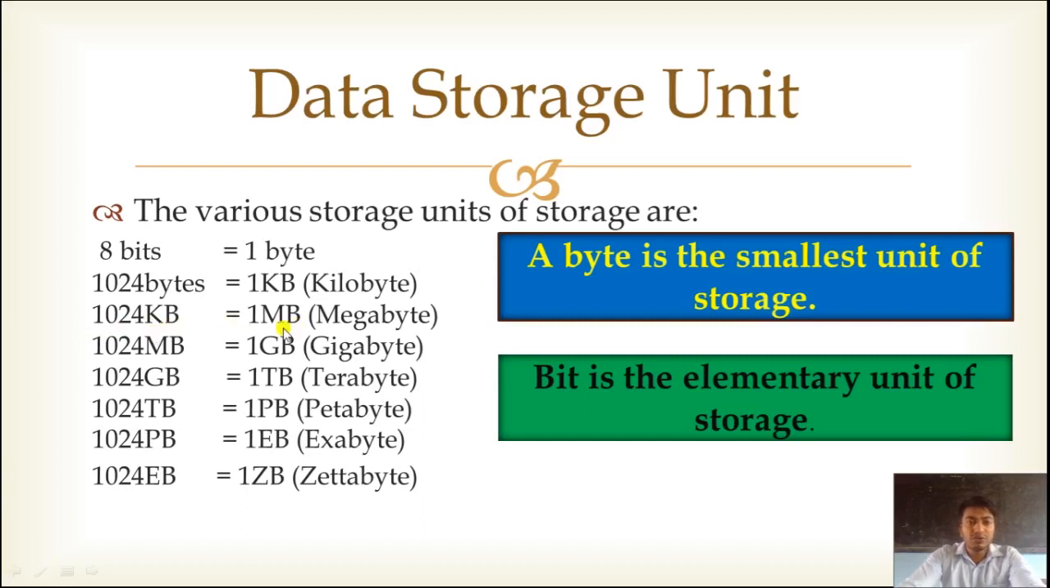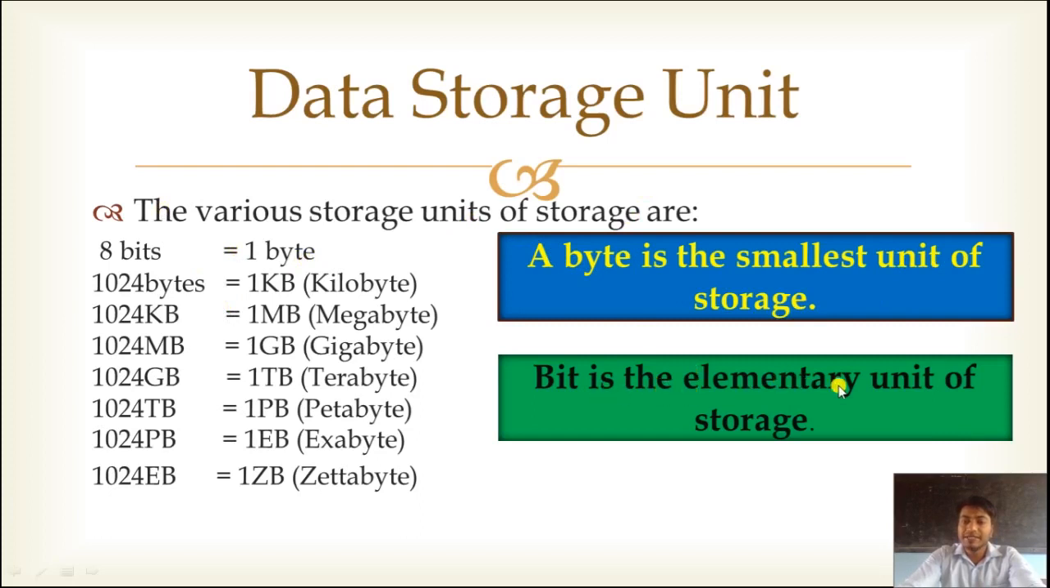1024 KB is equal to 1 MB. MB full form is megabyte. 1024 MB is equal to 1 GB, gigabyte. 1024 GB is equal to 1 TB, terabyte. 1024 TB is equal to 1 PB, petabyte. 1024 PB is equal to 1 EB, exabyte. 1024 EB is equal to 1 ZB, zettabyte. So these are storage units. Understood?